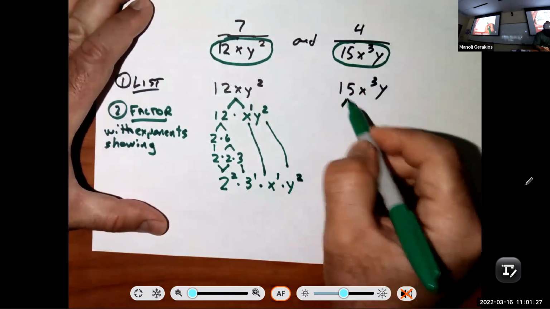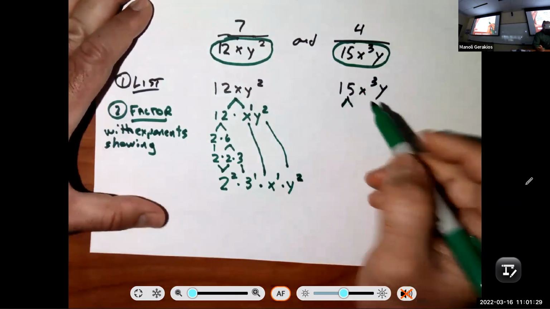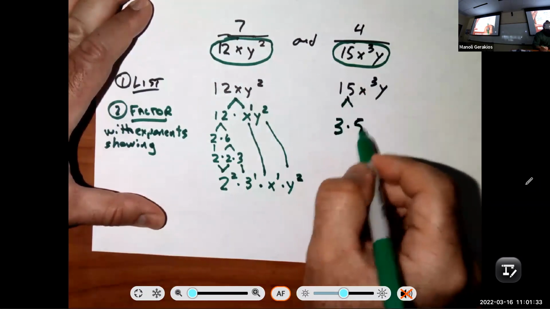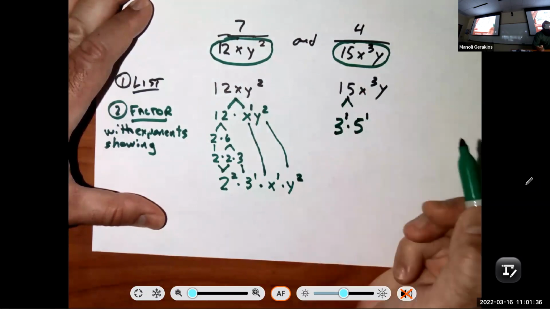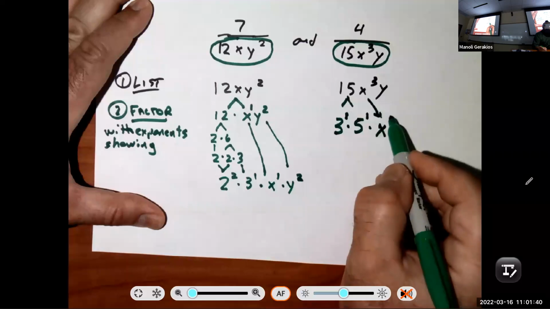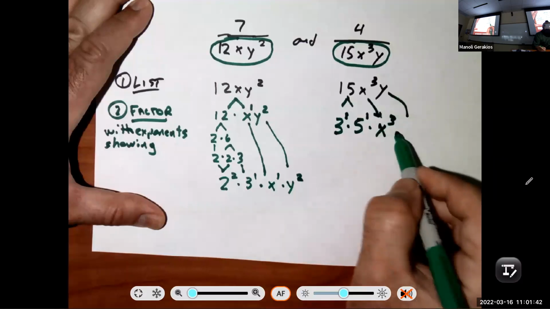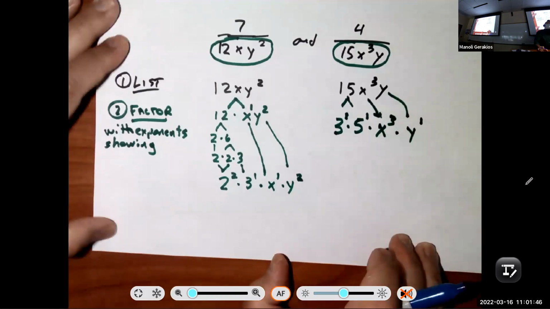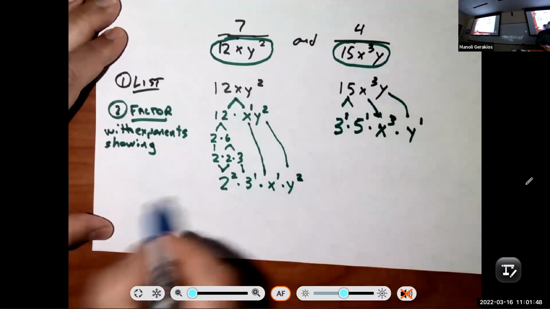Really, it's just the numbers that need to be factored when you have monomials. So I got a 3 and a 5. And I'm already down to prime numbers, so I show their exponents. And then I got an X cubed. And this time, Y is to the first. Okay, now we're ready to assemble our LCD.